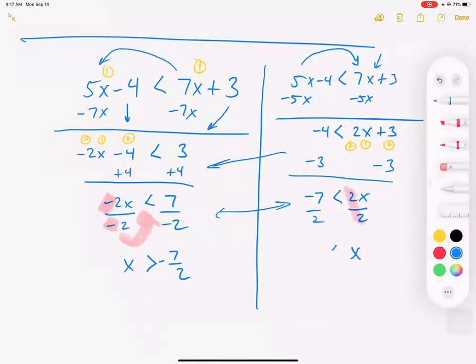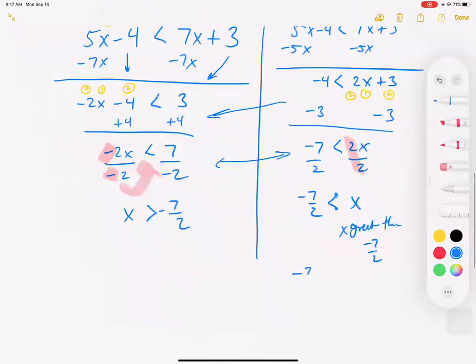So x is greater than negative 7 over 2. If I read from right to left, isn't x on the bigger side? So x is greater than negative 7 over 2. Or you can read this, negative 7 over 2 is less than x. That's it.